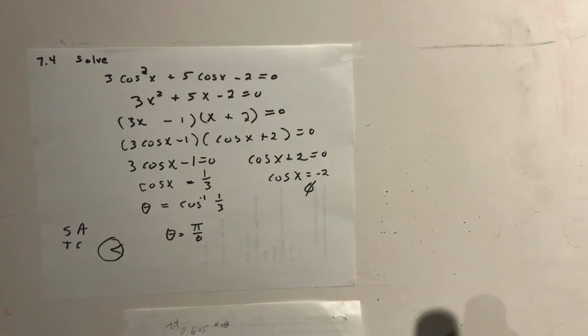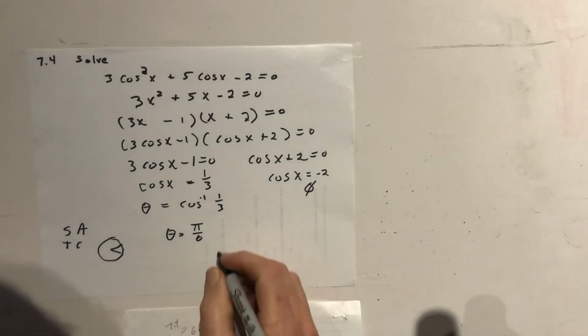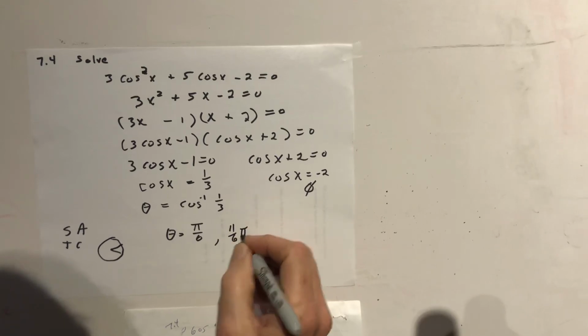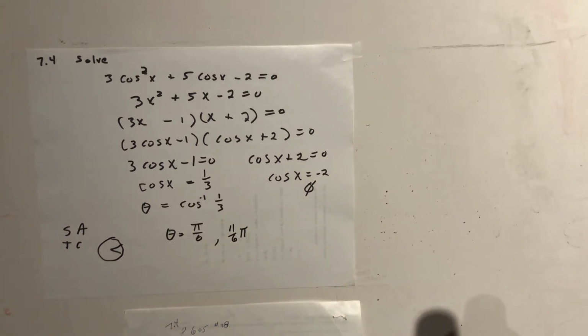Let me do that on my calculator. 2 pi, subtract pi divided by 6. 11/6 pi. Now, let's only get the answer between 0 and 2 pi, so there's 2 answers. There'd be 1 period.